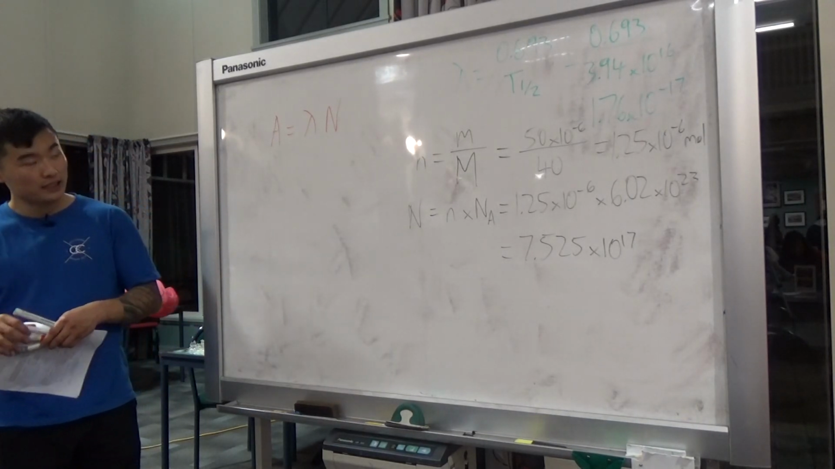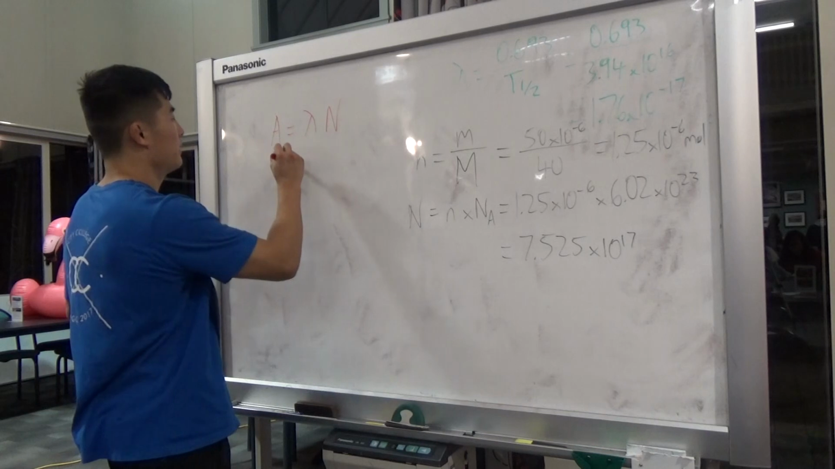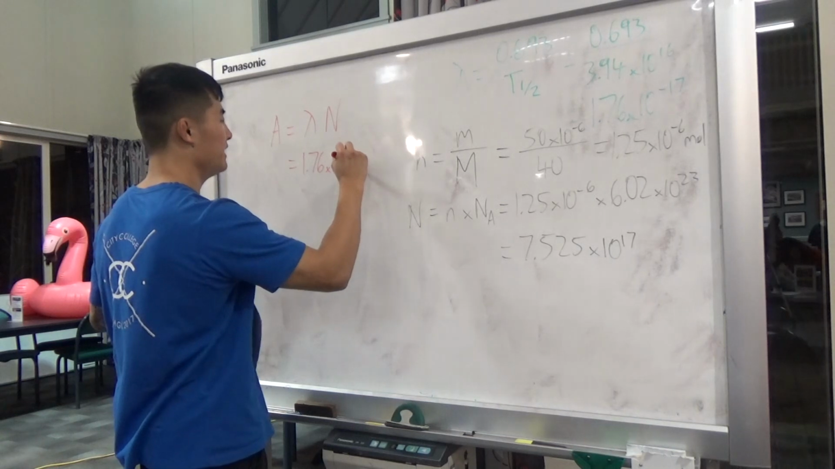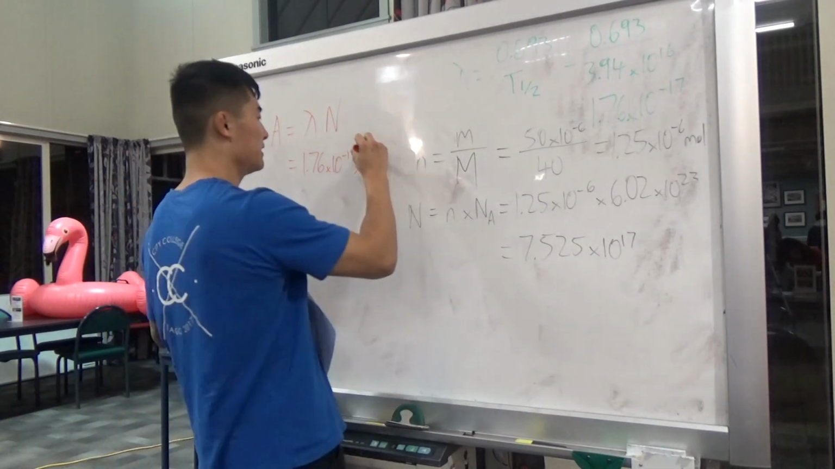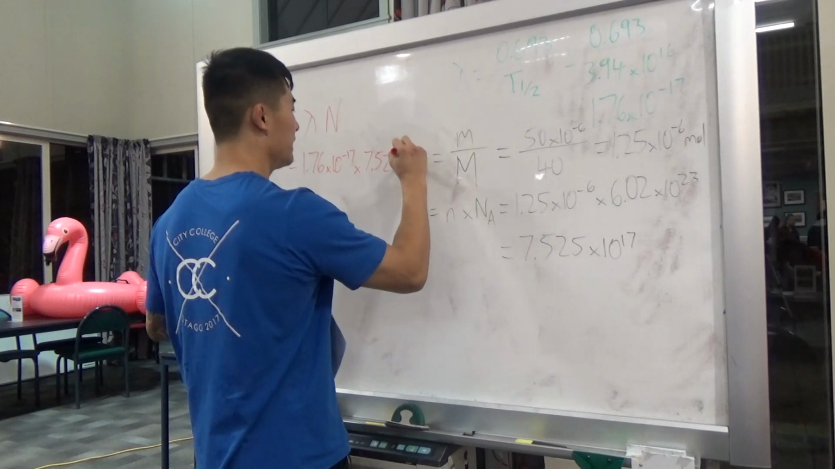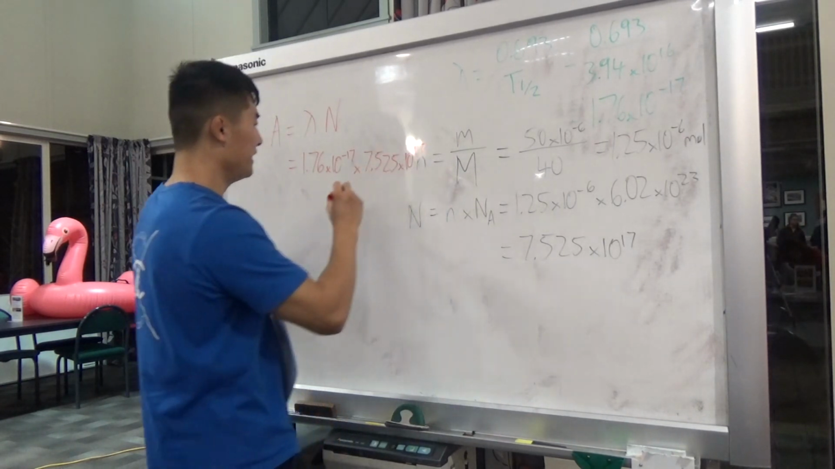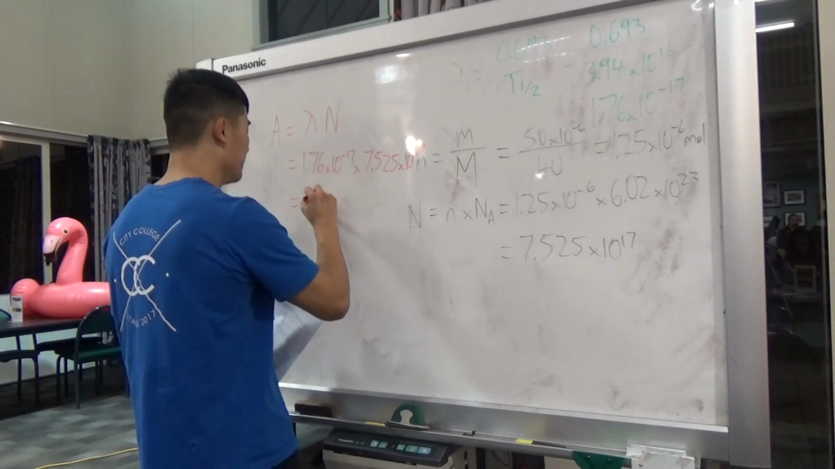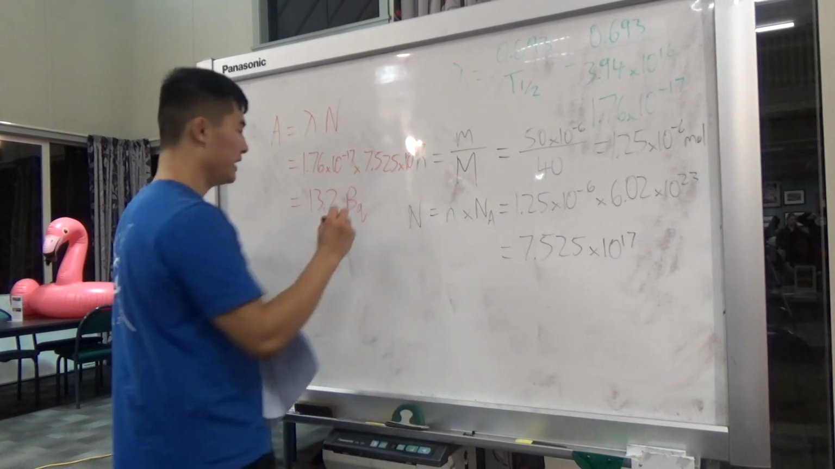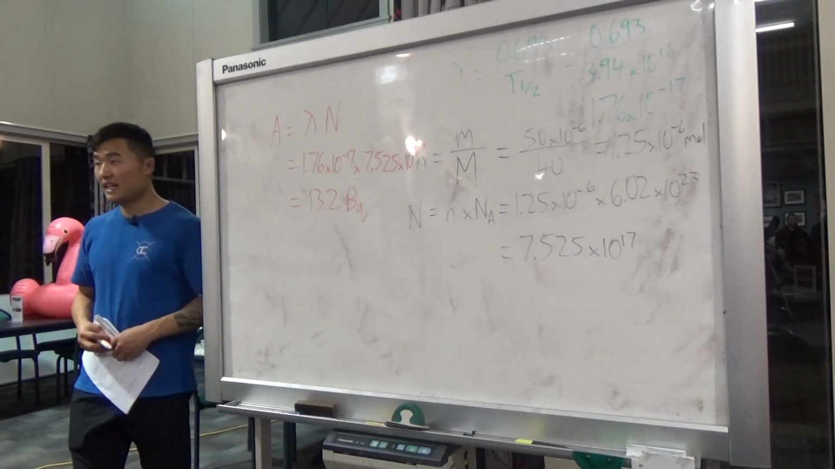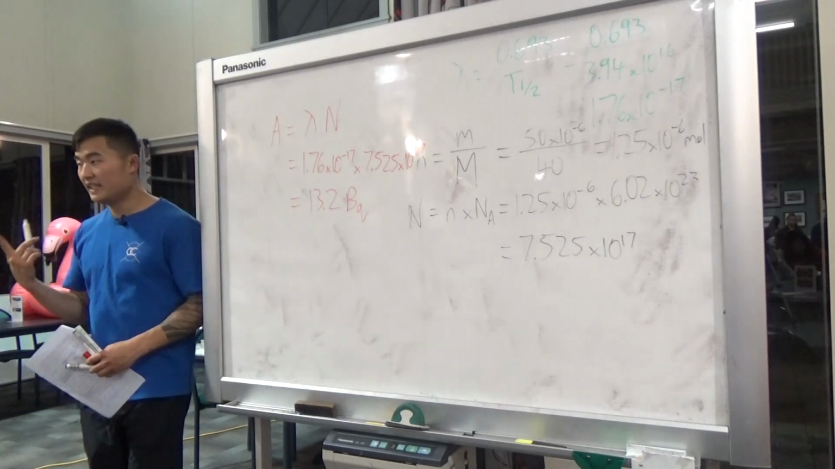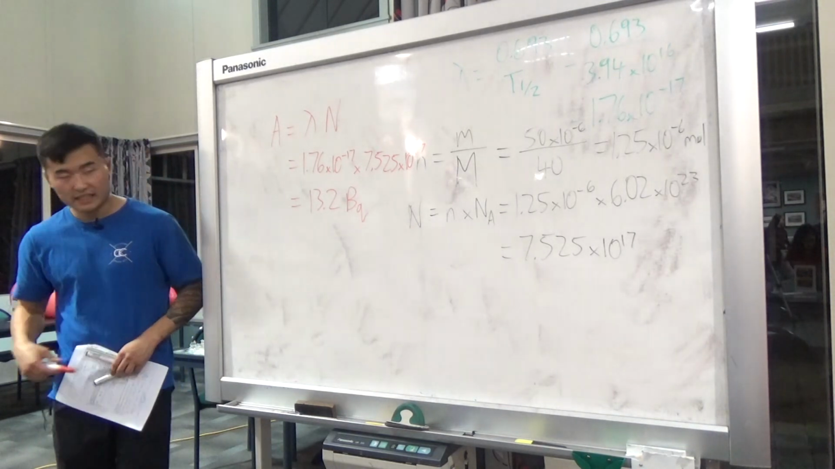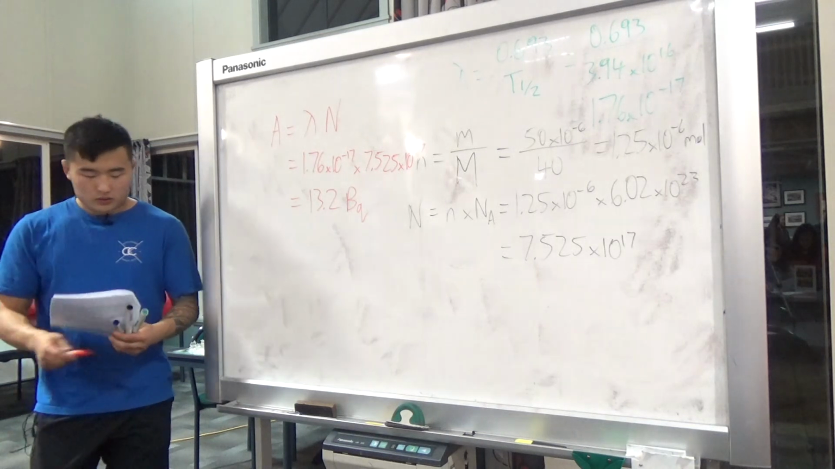Now we can plug that all in to our equation. Our decay constant is 1.76 times 10 to the negative 17. And our number of molecules is 7.525 times 10 to the power of 17. So our activity is going to be 13.2 becquerels. Okay, and remember that 1 becquerel is equal to 1 decay per second. So that's our activity. Whew.